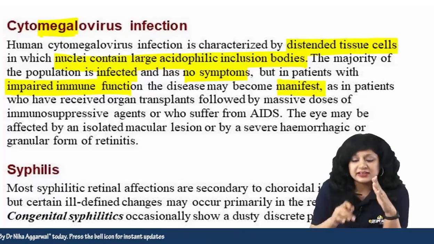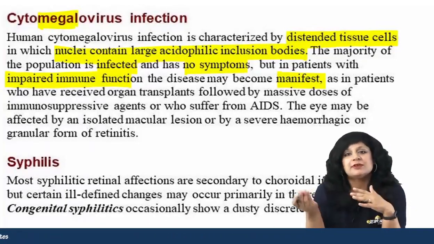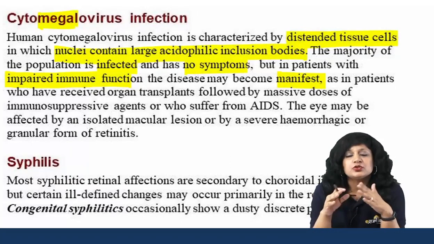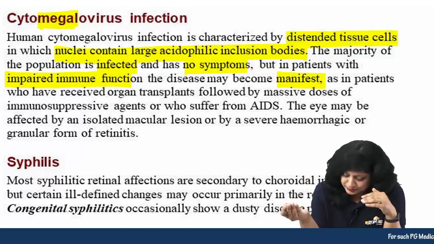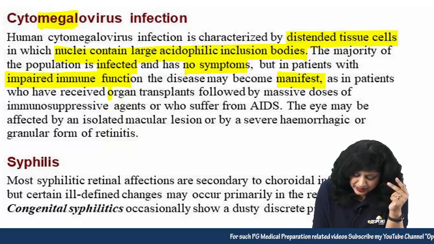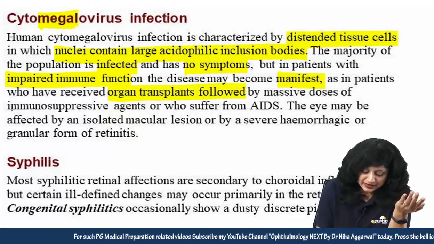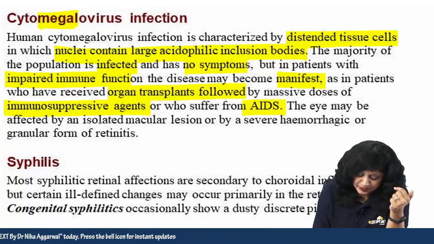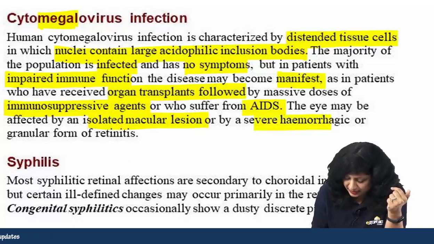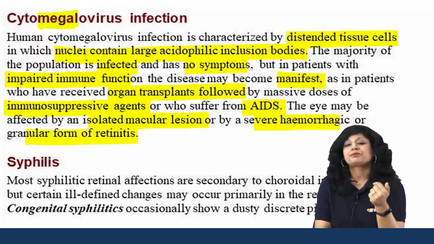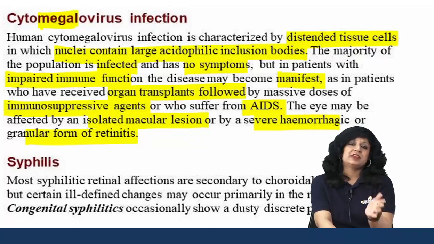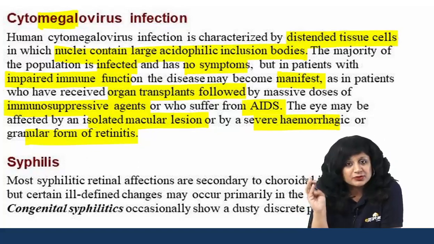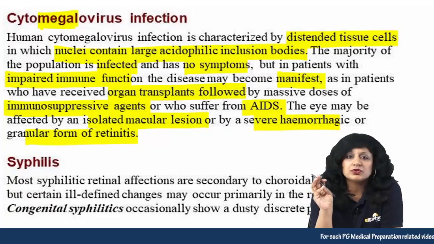What they are trying to say is that it's not such an uncommon infection, and that it's not only HIV patients who have it. Most patients have this CMV infection, but those who are immunodeficient will manifest the symptoms. Either it can be those who receive organ transplants and take massive immunosuppressive agents, or HIV patients. The eye may be affected by an isolated macular lesion, or a severe hemorrhagic, or granular retinitis. If you remember HIV retinopathy, in CMV retinitis typically we have that pizza pie appearance, then we can have the brush fire appearance, and we can also have the granular appearance. So all three types can be found.